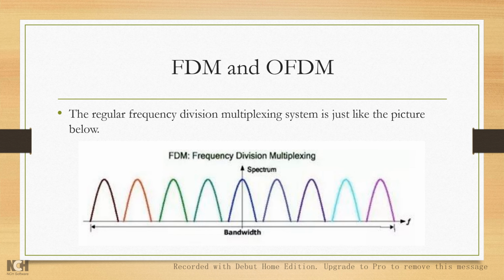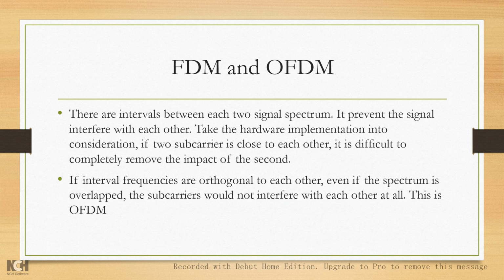Then, let's see what FDM is and the difference between FDM and OFDM. The regular frequency division multiplexing system is just like the picture below. There are intervals between each two signal spectra. It prevents signals from interfering with each other.